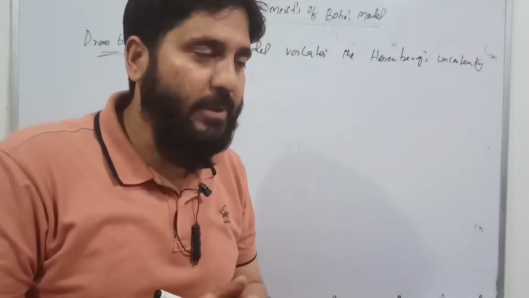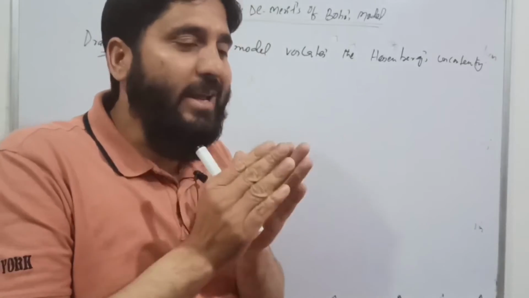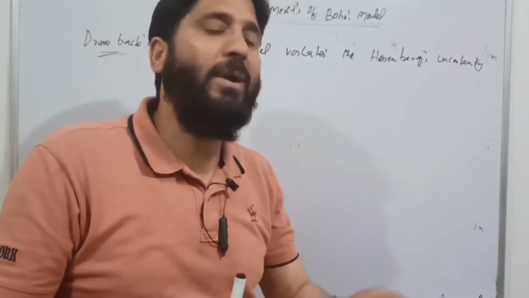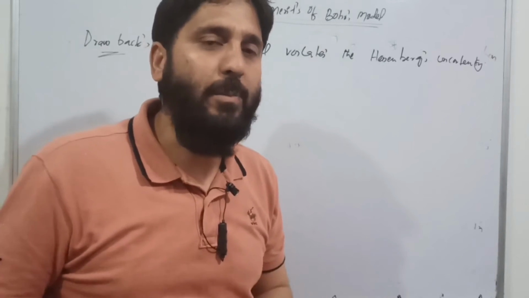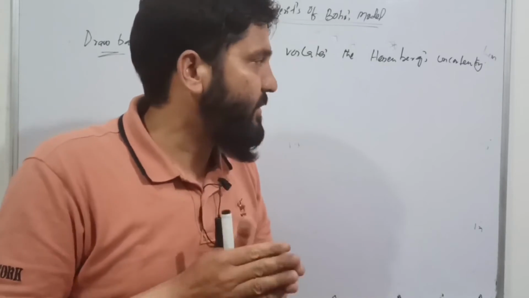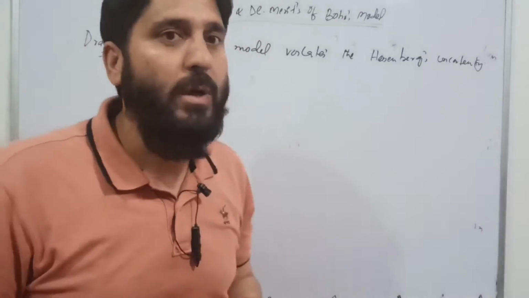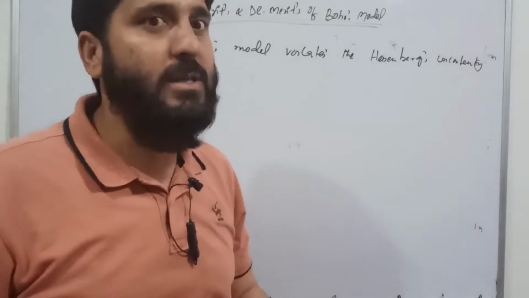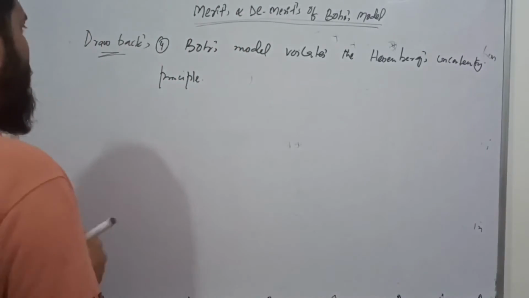Heisenberg's uncertainty principle क्या है? That we cannot calculate, we cannot determine the position and momentum of a subatomic particle simultaneously. तो यहां तो हम कर रहे हैं दोनों. That means the clear violation of Heisenberg's uncertainty principle.